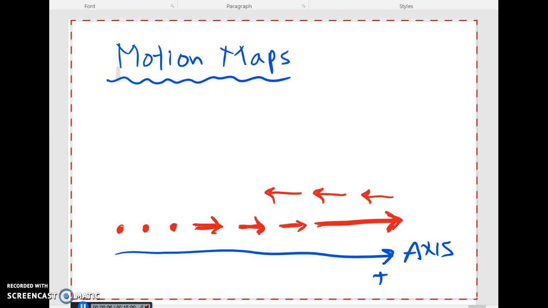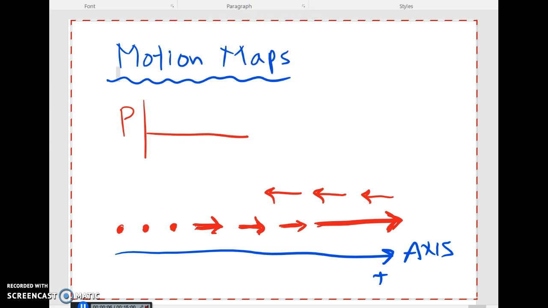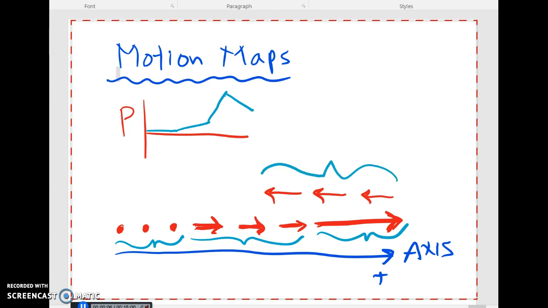So in this case, if I had to make a position versus time graph for this motion, that would look something like this. Stopped for a certain amount of time, and then slow motion for a short period of time, and then faster motion which would be steeper, and then going back slowly like this. So here's your first section, second section, third section, and fourth section of motion.